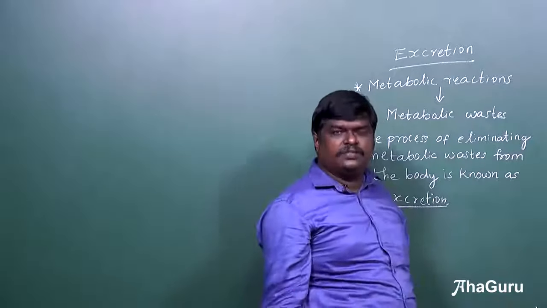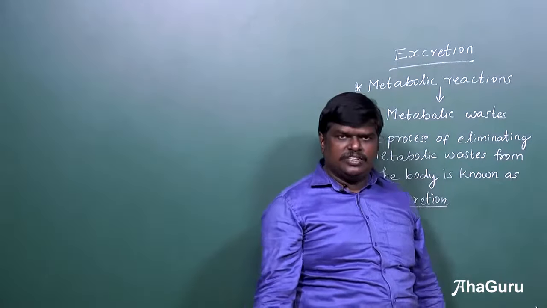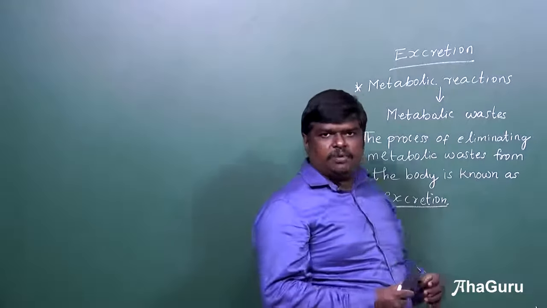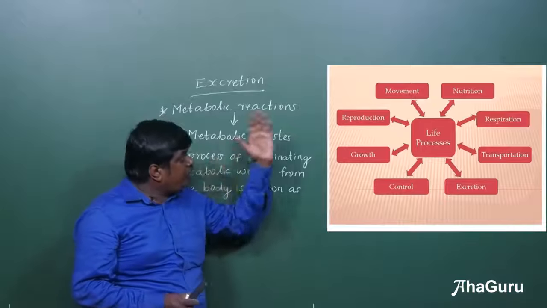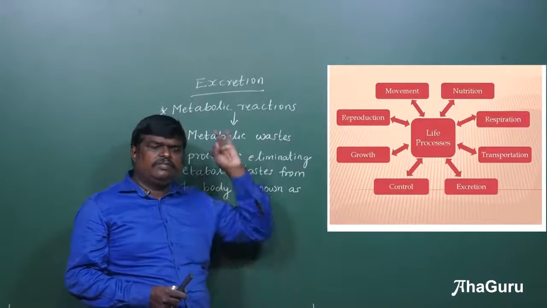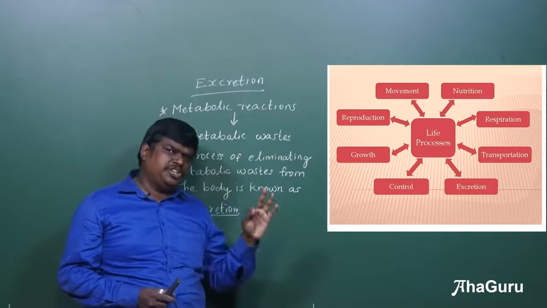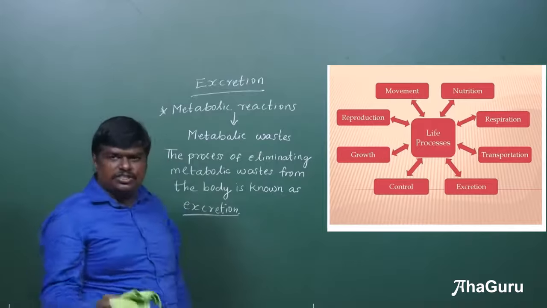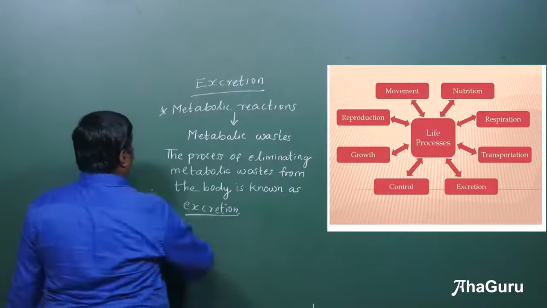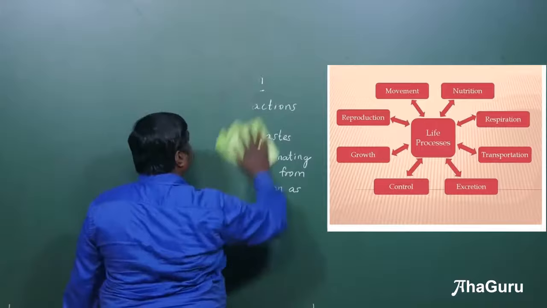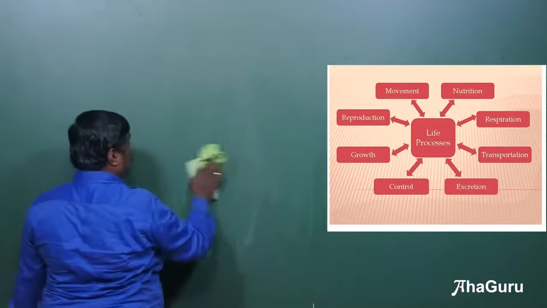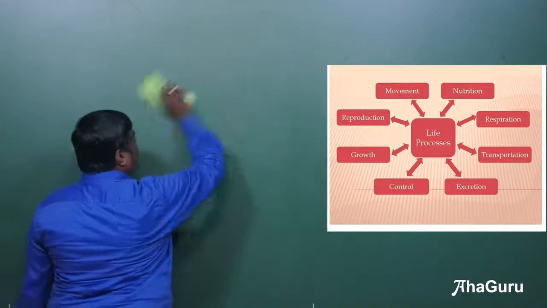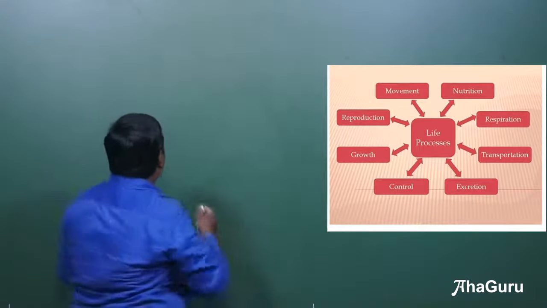What are the excretory organs in various animals, how excretion occurs in humans, how excretion occurs in plants. So this is also a very important life process. So far we have learnt about the life processes nutrition, respiration, transportation, and excretion. The next important life process that occurs in our body is called control and coordination.